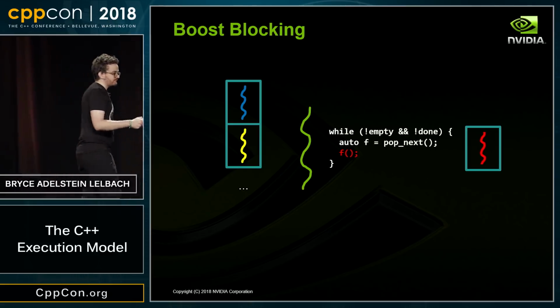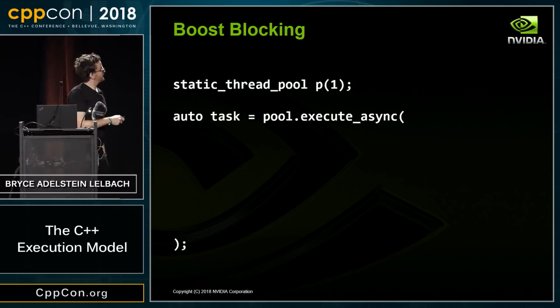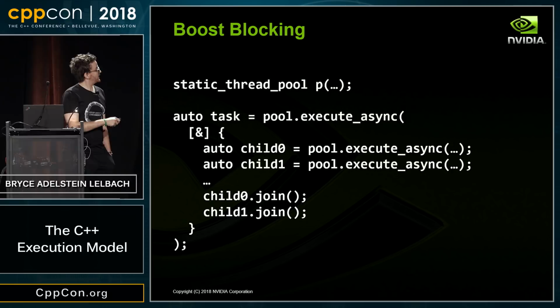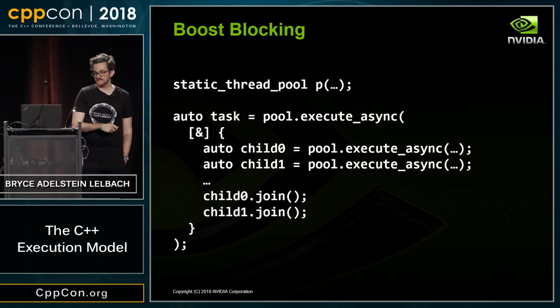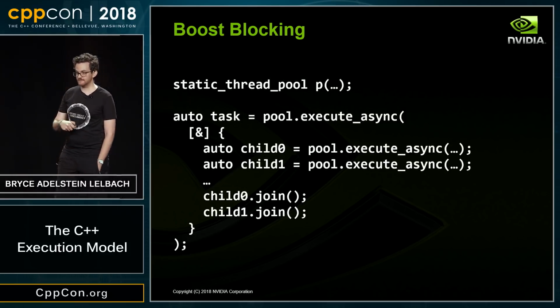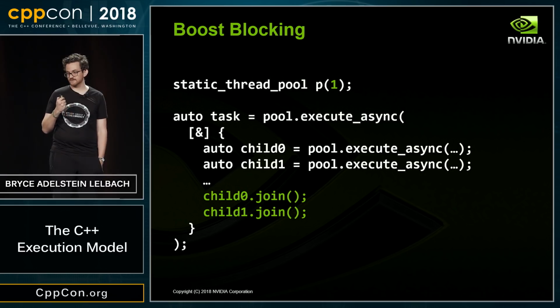So let's look at a little code example here. Let's say that I've made some static thread pool here. And then I'm going to give it some work to do. I'm going to say, go execute this task on this thread pool. This is creating a thread of execution on this thread pool. And let's say that inside of this task, I want to parallelize whatever the work is that I'm doing. So I'm going to create two children tasks on this same thread pool too. And then I'll do some other stuff, and then I'll join on them. But what if I just had one thread in this thread pool here?